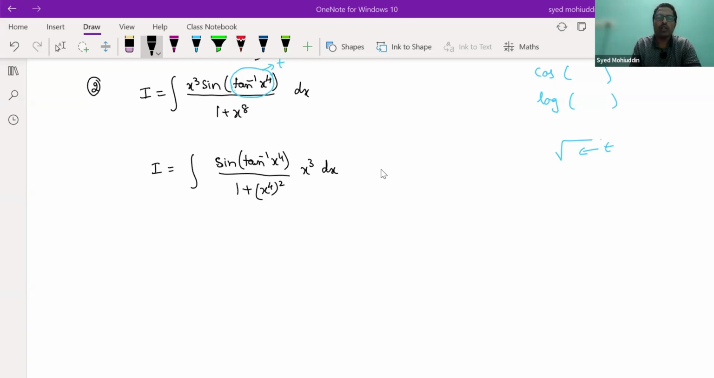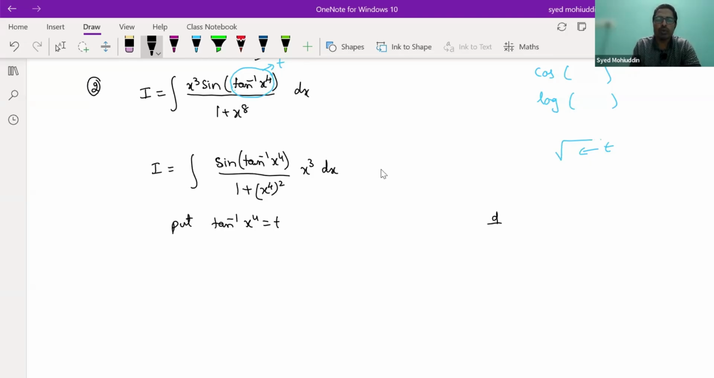x cube, I have brought it over here. And this 1 plus x power of 8 is written as x power of 4 whole square, so that 4 times 2 will give back that 8. So the question will not change. Now I'll make the substitution. Put the value of tan inverse of x power of 4 equals to t. Let us see what happens.